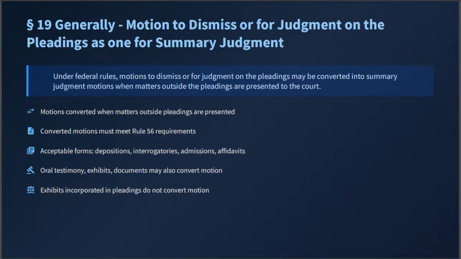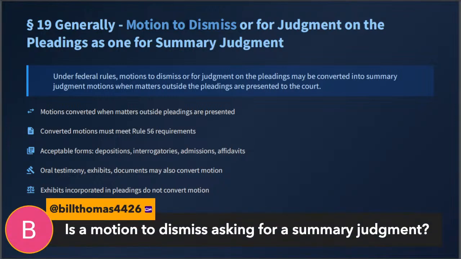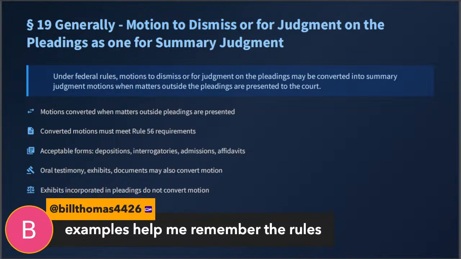And we're on to section 19, generally, with a motion to dismiss. This is what Bill Thomas, I believe, was asking about. Yes, there's a motion to dismiss asking for summary judgment. Well, this should answer it now. Motion to dismiss or for judgment on the pleadings as one for summary judgment. Well, under federal rules, motions to dismiss or for judgment on the pleadings may be converted into summary judgment motions when matters outside the pleadings are presented to the court.